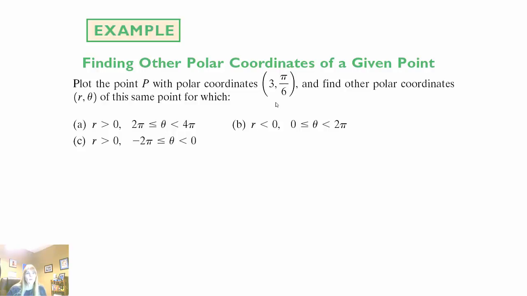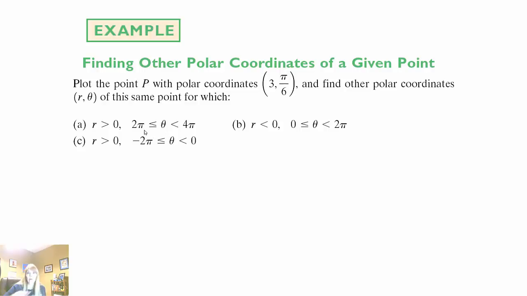We're going to say plot the point with polar coordinates 3, pi over 6. So go your angle pi over 6 and then go out a distance of 3 units, and then find other polar coordinates of this same point based off of these restrictions. So the first one says my radius is positive, so it's just going to be 3. But now it says keep it between 2 pi and 4 pi.